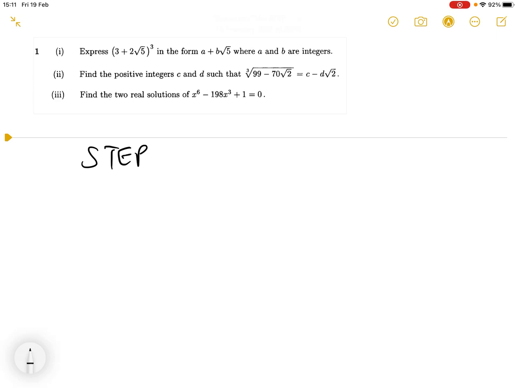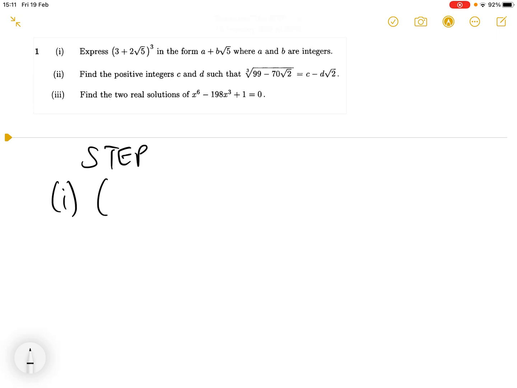Okay, so just one or two things to point out. Firstly, this word integer, hopefully we know that means whole number, and also this word real solutions in part 3, that means real numbers. Those are the kind of numbers you know, so that could be anything, including things in terms of radicals, that is roots.